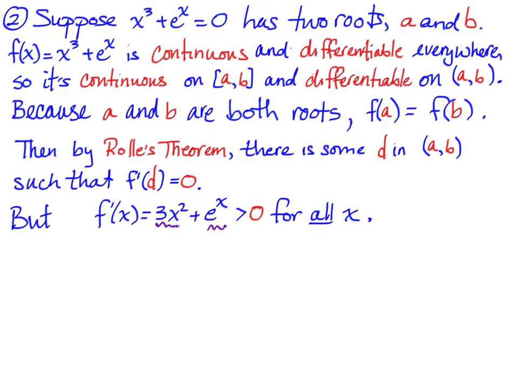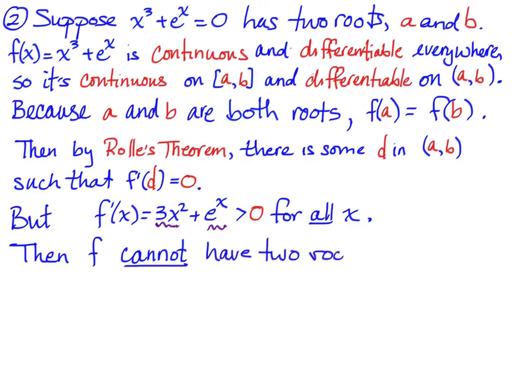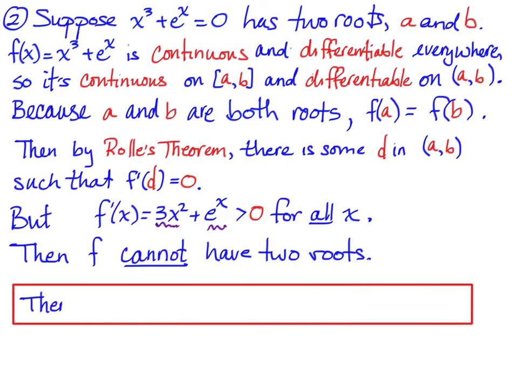So that's a contradiction. So this means that our assumption was false, and f cannot have two roots. Those two numbers a and b, those don't exist. So we already proved in step 1 that x to the third plus e to the x equals 0 does have at least one root. And now in step 2, we showed that it can't have two roots. So that means that this equation, x to the third plus e to the x equals 0, has to have exactly one root.